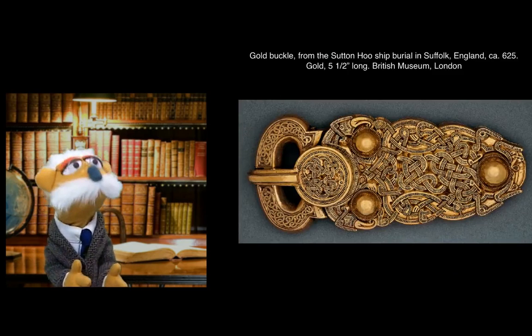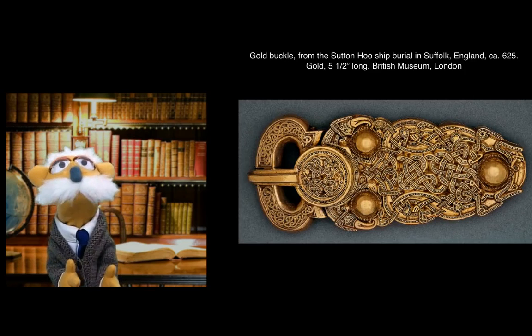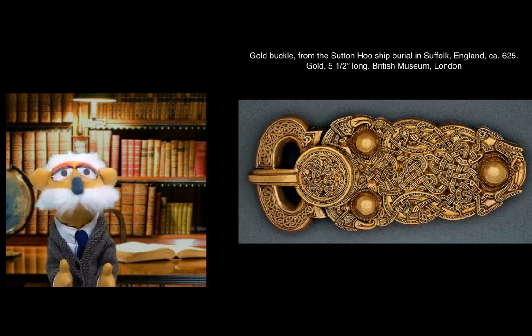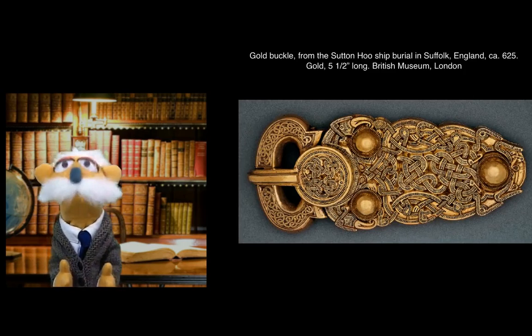If we look at this Anglo-Saxon art, we see a style that we often refer to as animal style, due to the reoccurrence of animal motifs among the intricate interlaced design. This intricate animal style covers this large belt buckle that we see here from Sutton Hoo.